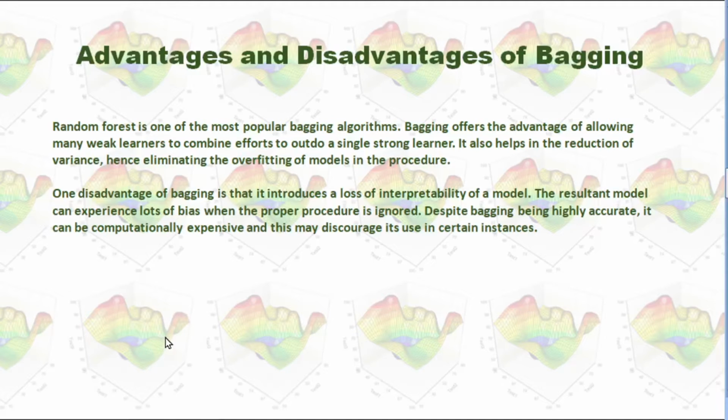There are mainly three disadvantages of bagging. One disadvantage of bagging is that sometimes it is hard to interpret the model. And the model can experience lots of bias when the proper procedure is ignored. Despite bagging being highly accurate, it can be computationally expensive.